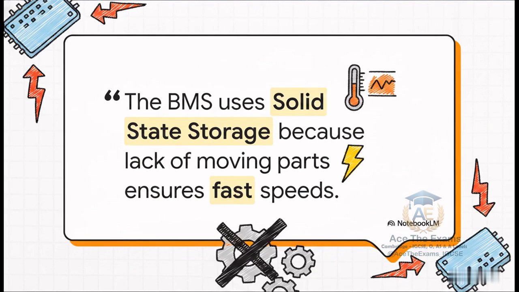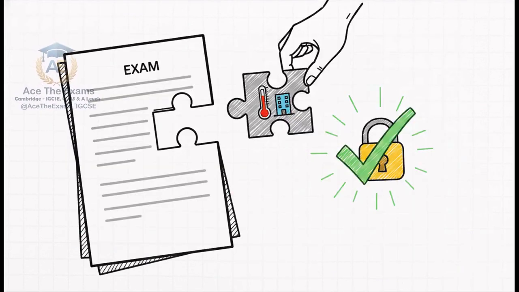Let's apply that formula right now. The BMS uses solid-state storage for temperature data because its lack of moving parts ensures fast, reliable read/write speeds for continuous environmental monitoring. So the crucial point is that we didn't just say it's fast. We explained why it's fast, the lack of moving parts. And we didn't just say it stores data, we said exactly what kind of data, directly linking it back to the scenario. And that brings us to the secret weapon, closing that loop we opened earlier.